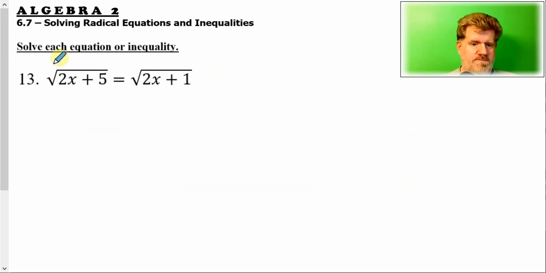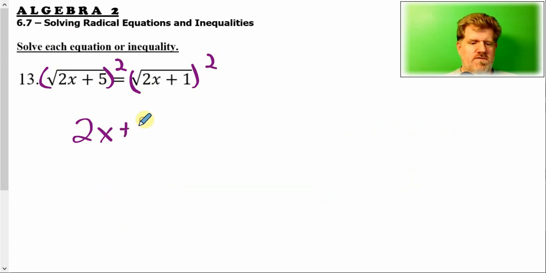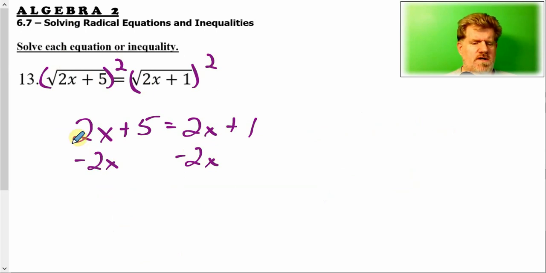One more. We'll square them again. 2x plus 5 equals 2x plus 1. Well, that seems weird. Some of you might be noticing already what's happening here. If I subtract 2x from both sides, I've eliminated all the x's. I end up with that. Well, guess what? 5 doesn't equal 1. Not in our base 10 number system. 5 does not equal 1, so guess what? No solution.